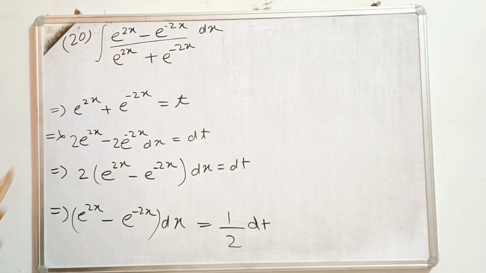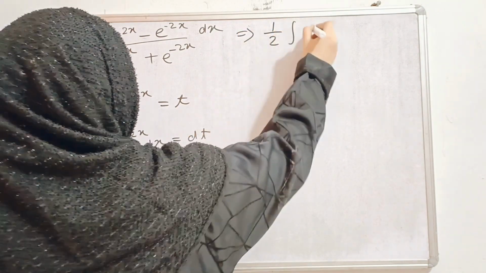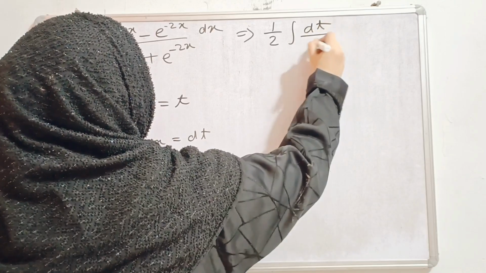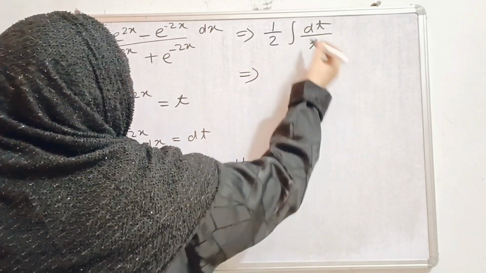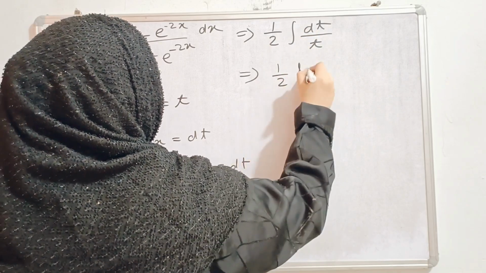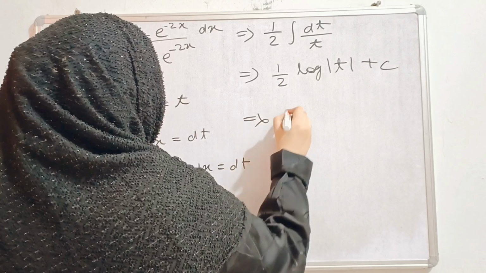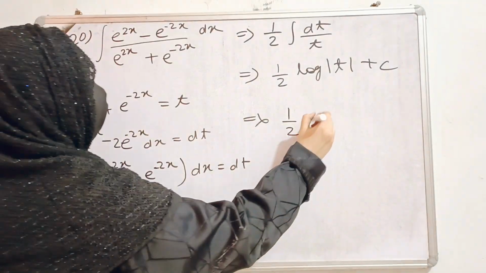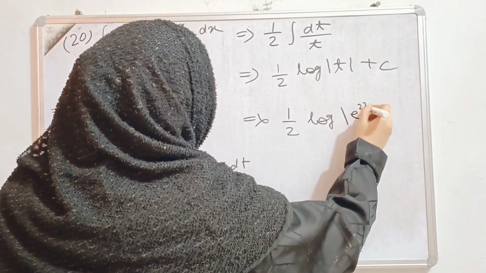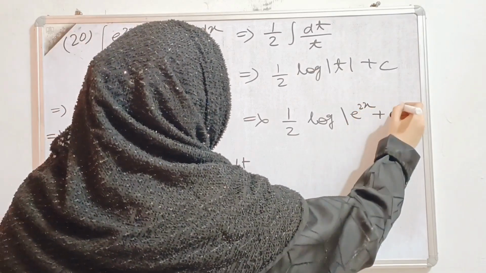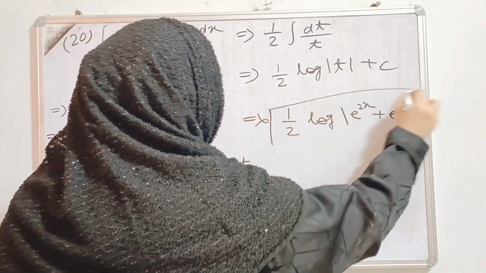Now substituting this value, we get 1 upon 2 integration of dt upon t. So integration of this is 1 upon 2 log t plus c. Now substituting the value of t, we get log of e of 2x plus e of minus 2x plus c. This is our final answer.